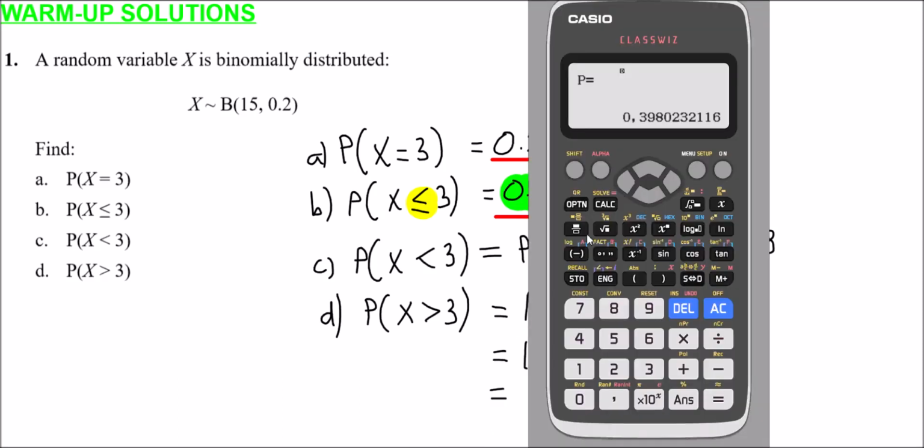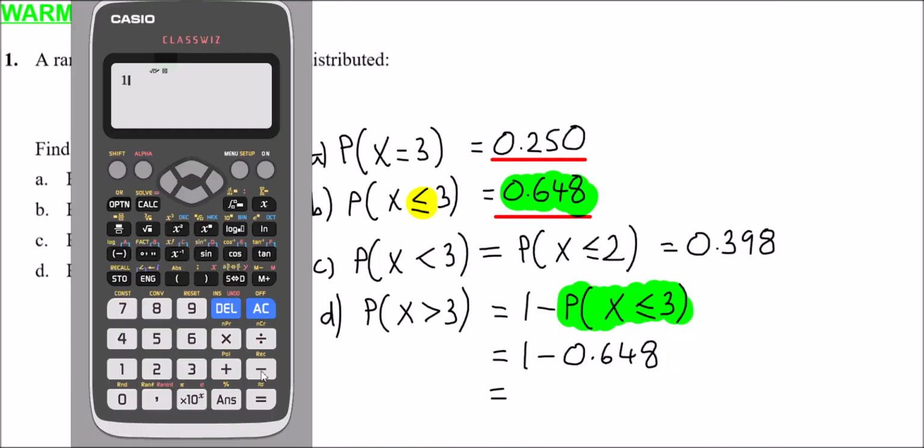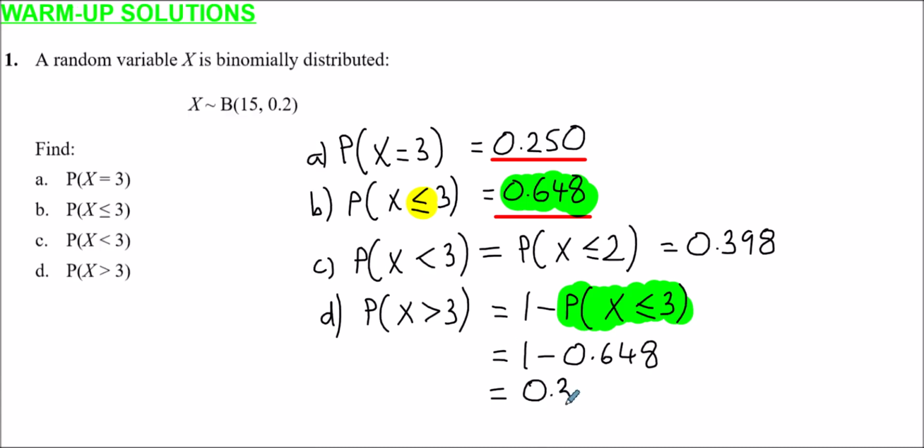So if we try this on the calculator, go to menu, press option 1 to get back to normal mode. I'll move the calculator away so you can see what's happening. So 1 subtract 0.648, that gives us 0.352. And so finally, with a bit of work, of course, we've done now question 1. So that's part D. We'll underline part C as well, so they're all underlined, so it's consistent.